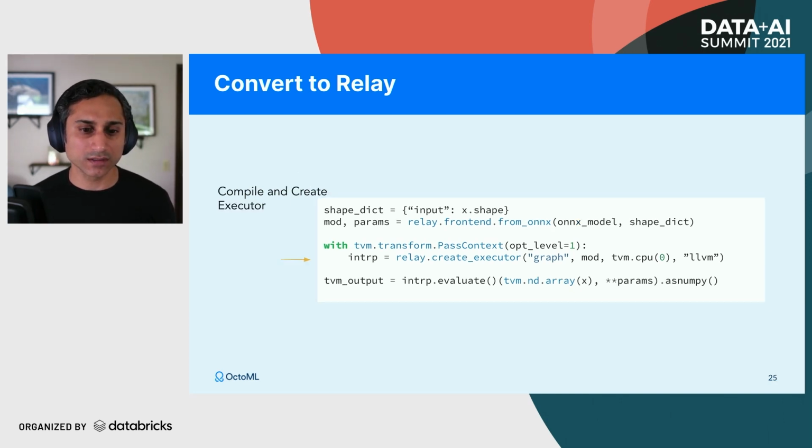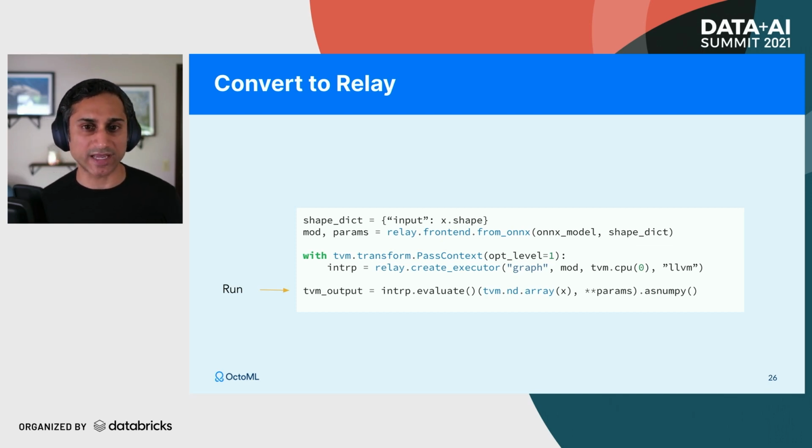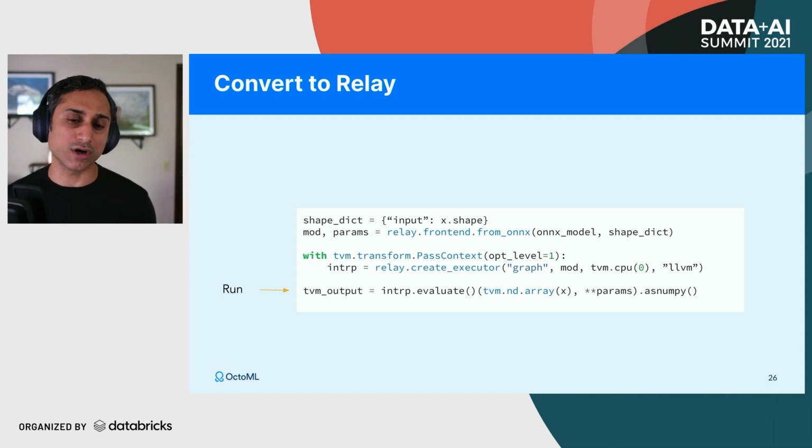Then there is one line of code to evaluate the main function of that module, pass input parameters, and convert back to NumPy. And TVM shares memory representation with common frameworks like PyTorch, NumPy, and MXNet, allowing easy integration to pass tensors with almost no cost.